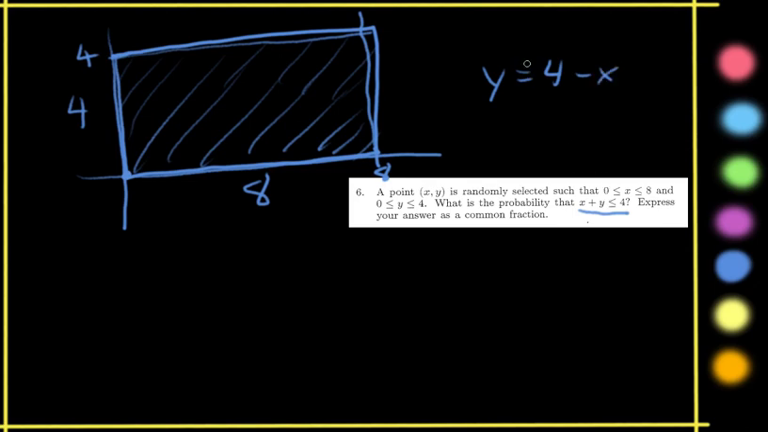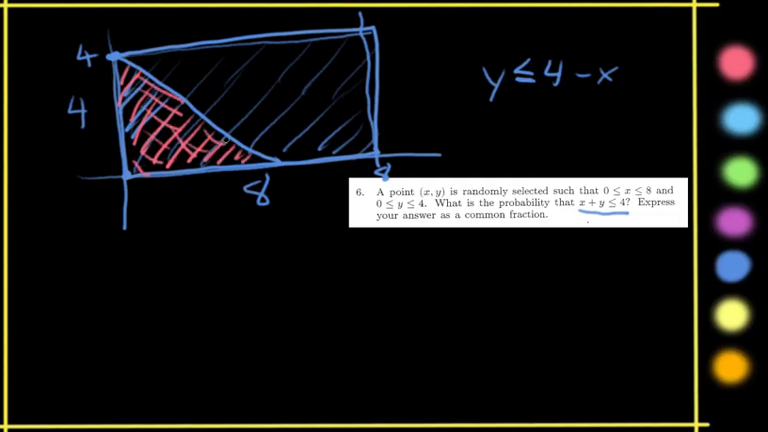Or y, sorry, I should say y less than or equal to 4 minus x. So the line where y is equal to 4 minus x will start here at this point and will go down to this point. So the area where y is less than that is going to be, let me put it in a different color here, this area down here, right? This triangular area in here.